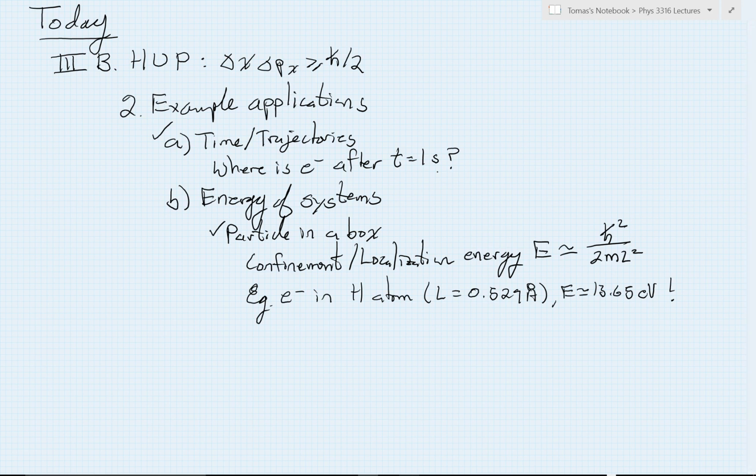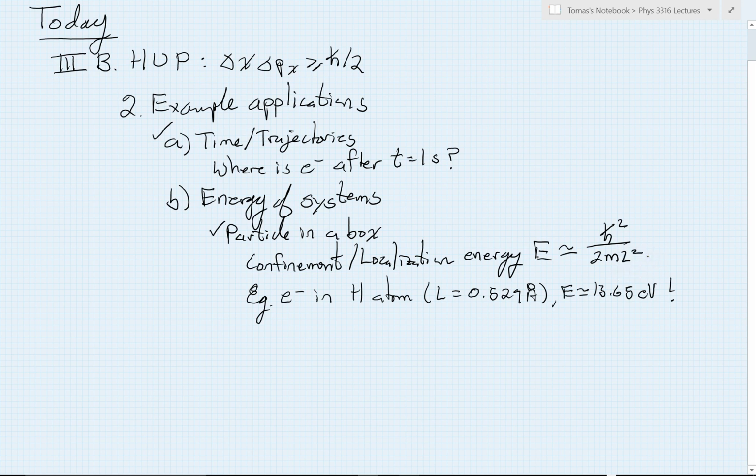We were then looking at the application to energies of systems. We solved and looked at the problem of a particle in a box, where we noted that just the fact that you localize a particle, there's a confinement energy, sometimes called a localization energy, associated with that confinement, because that confinement implies a certain range of delta x, which then implies that there is a minimal spread in the momentum distribution, which then results in kinetic energy. And that energy turns out to be, order of magnitude, our estimate was about h bar squared over twice the mass of the particle times the length squared into which it's been localized.